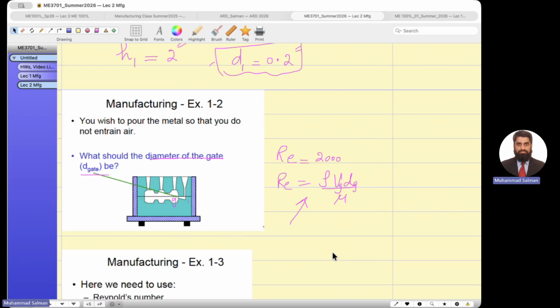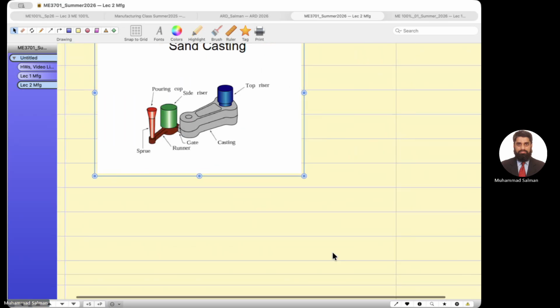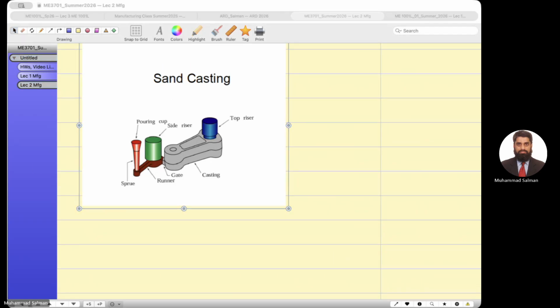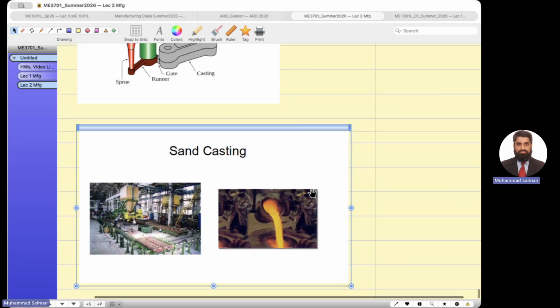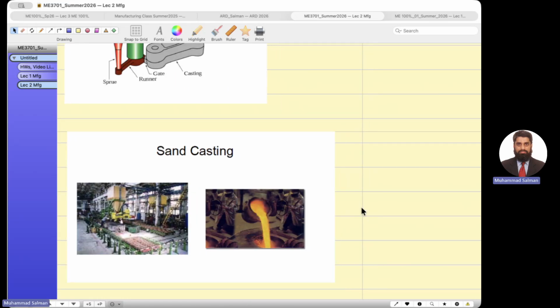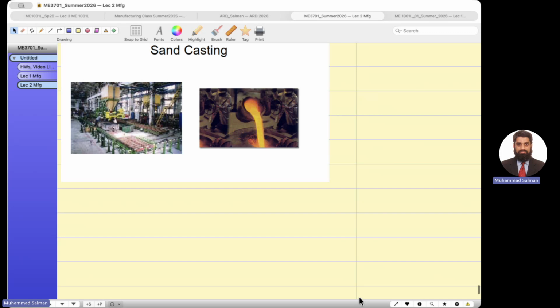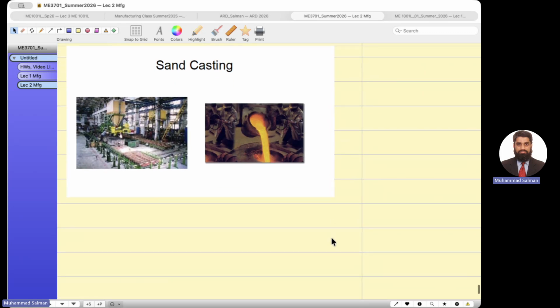Cope is the top part. You have two parts, okay? Top part and the bottom part. A large industry is using the sand mold, where the molten metal is poured into the sand mold and generates the required shape.